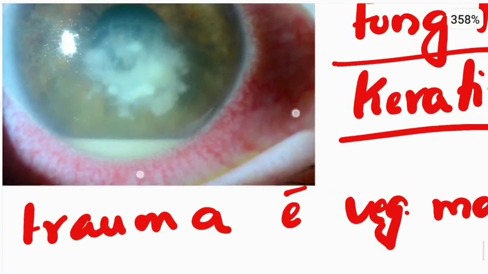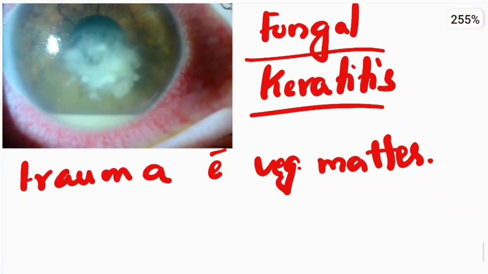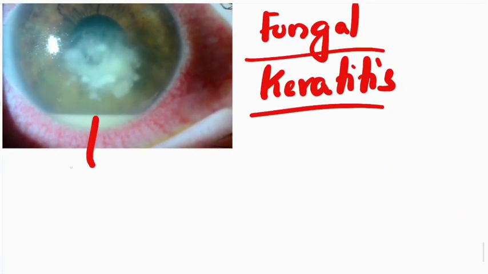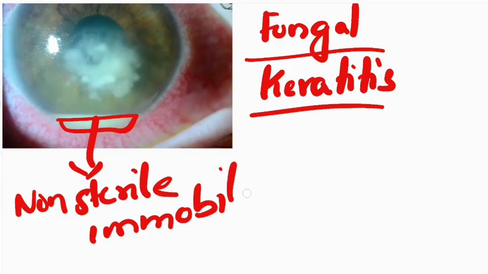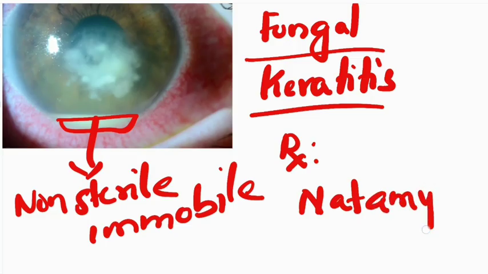Now, another thing they ask is, in fungal keratitis, how is the hypopyon? See, this is the hypopyon, right? So you will say it is non-sterile and it is going to be immobile. Non-sterile and immobile. What is the treatment? The treatment is natamycin 5% eye drops, right? So these are the important points in fungal keratitis.